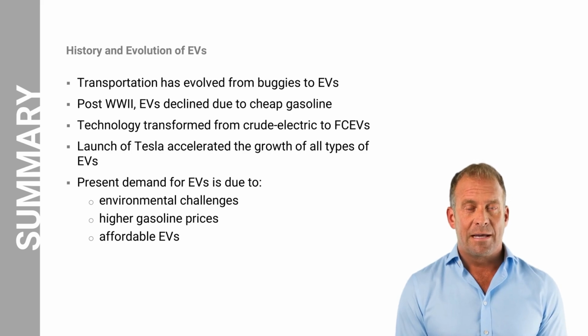Let us now look at the lesson summary of the history and evolution of EVs. Transportation evolved from horse-drawn buggies to electric motors from the 1800s to 2025. By 1935 and post-World War II, abbreviated as WW2, the growth of EVs disappeared due to better roadways, cheaper gas, and readily available gas stations.